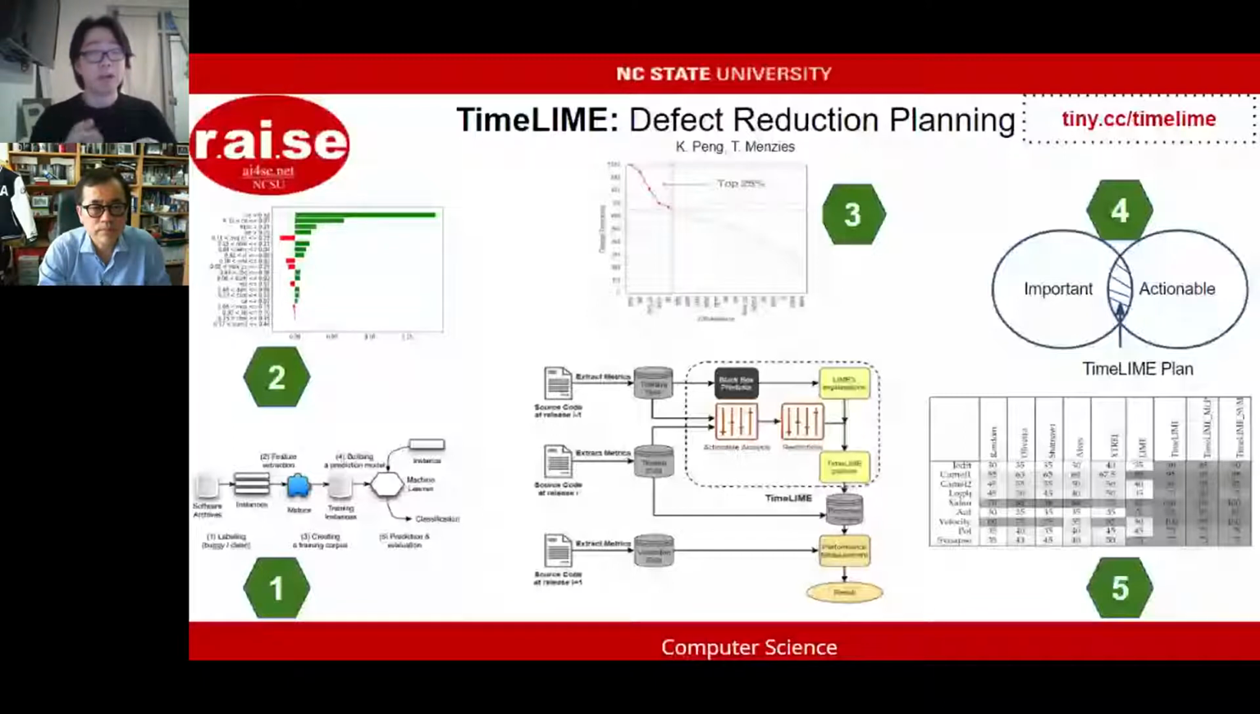And the overlap of these two sets will be the finalized plans generated by TimeLine to users, so that we can keep features that are not only important but also actionable.